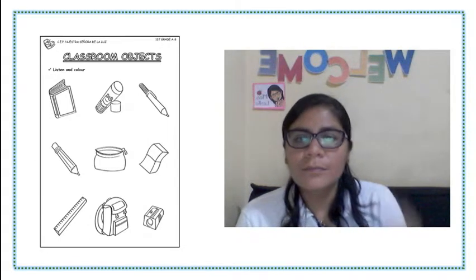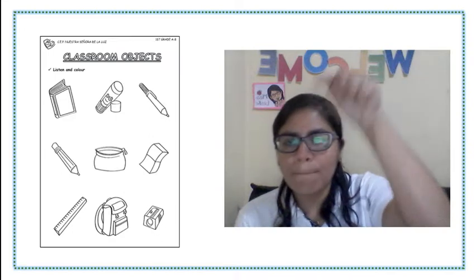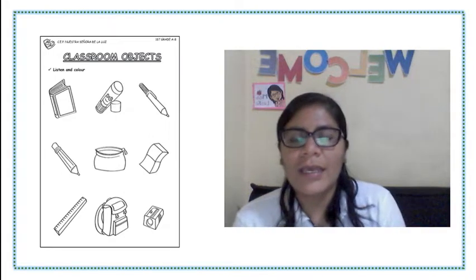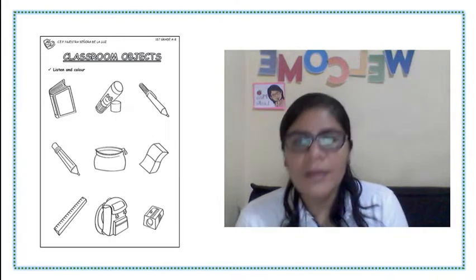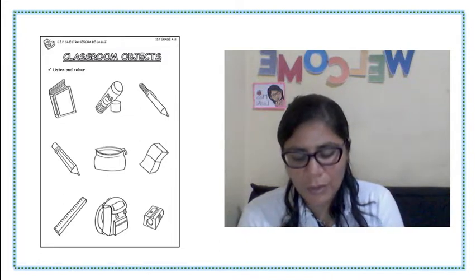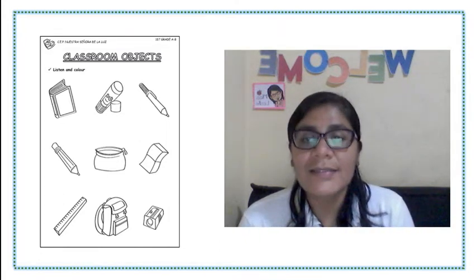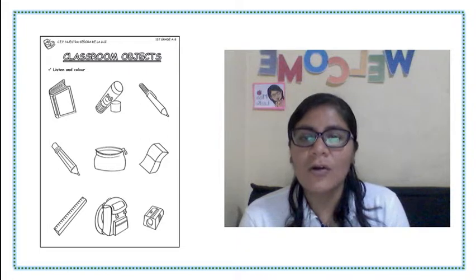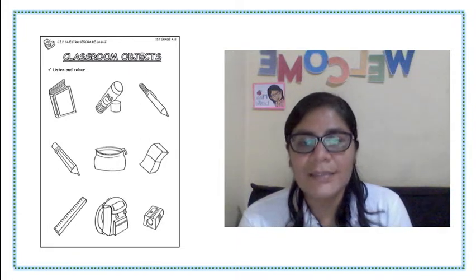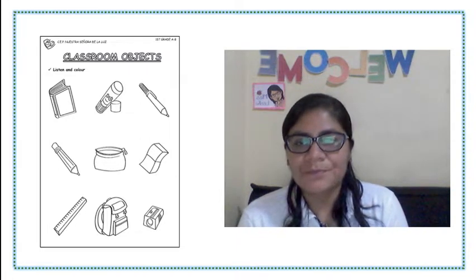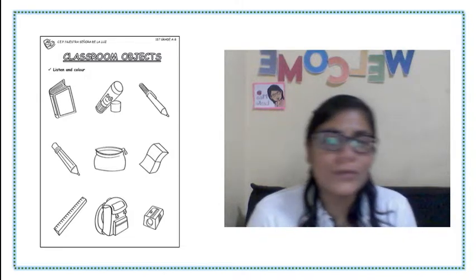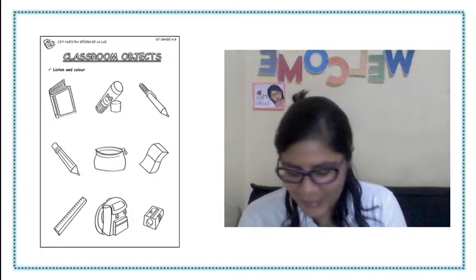Now the book. Point to the book. What is the book? Point to the book. Okay? Color the book red. Okay? Everybody, color the book red. Very good. Yes? One, two, and three.